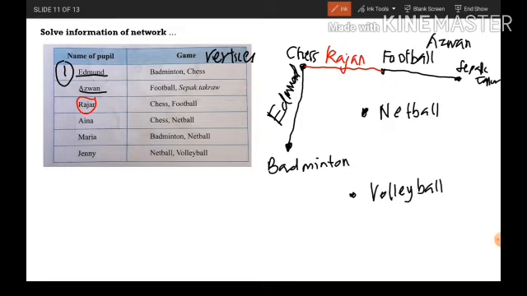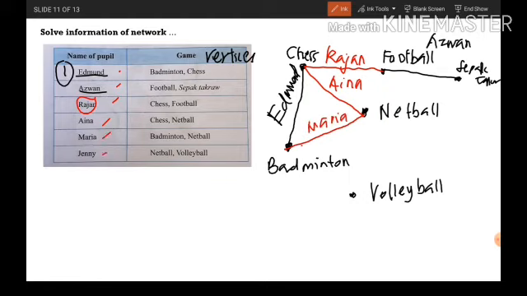Next, Aina loves to play chess and netball. So connect chess and netball, the edges. So this is Aina. Got Aina. And then we have Maria. Maria loves to play badminton and netball. So connect the edges of badminton and netball and write down Maria.